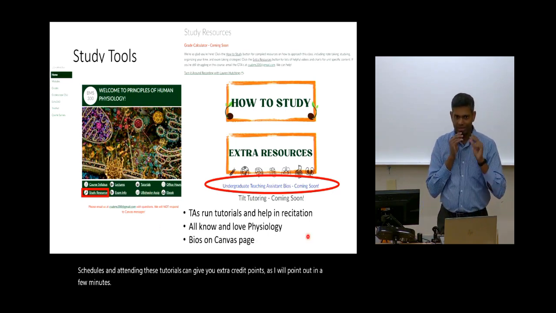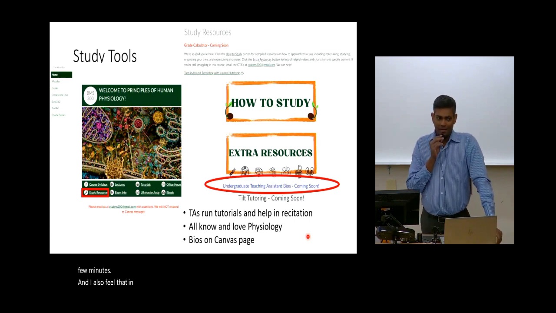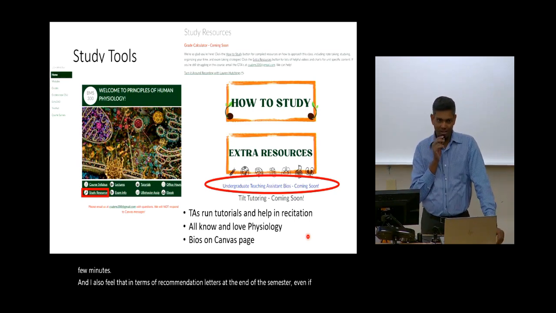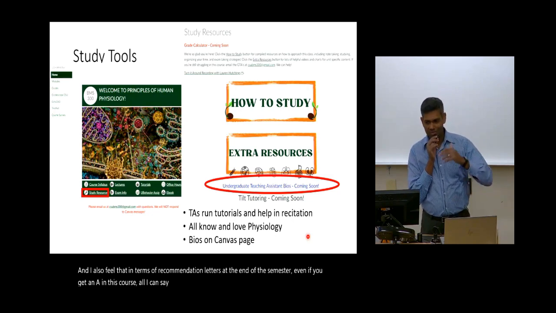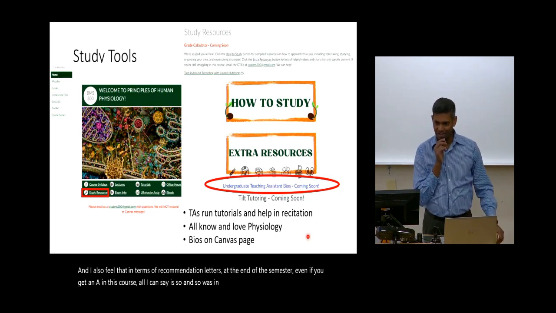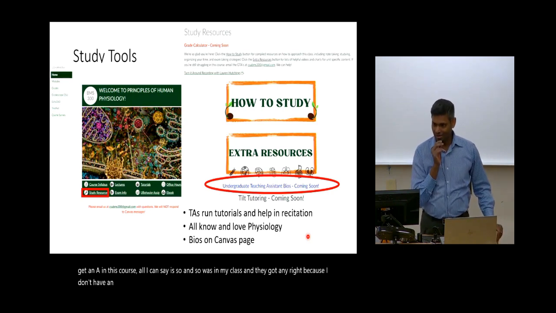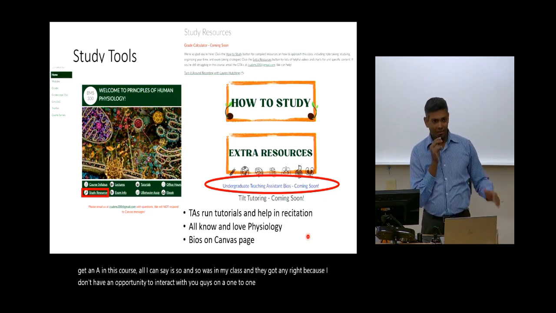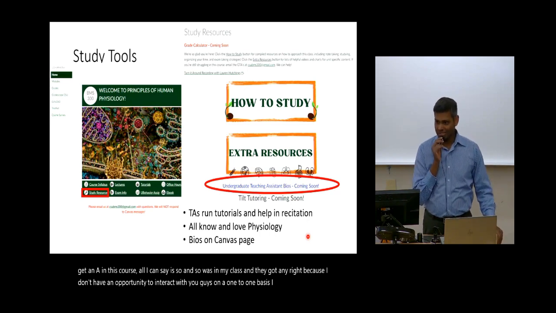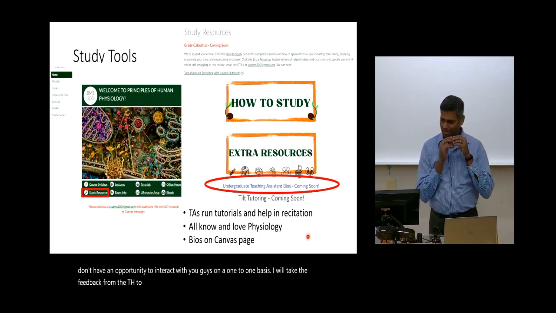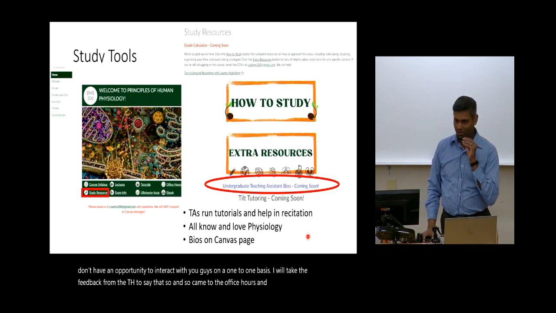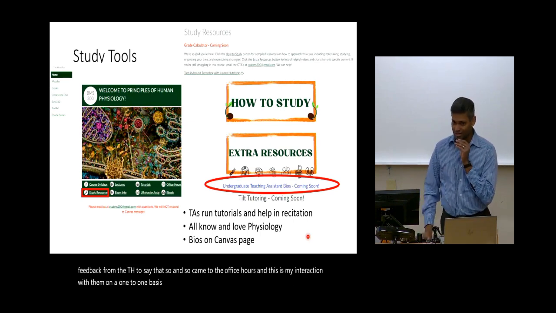And I also feel that in terms of recommendation letters at the end of the semester, even if you get an A in this course, all I can say is so-and-so was in my class and they got an A, right? Because I don't have an opportunity to interact with you on a one-to-one basis, I will take the feedback from the TAs to say that so-and-so came to the office hours and this is my interaction with them on a one-to-one basis. So that's how the letters will be formatted.